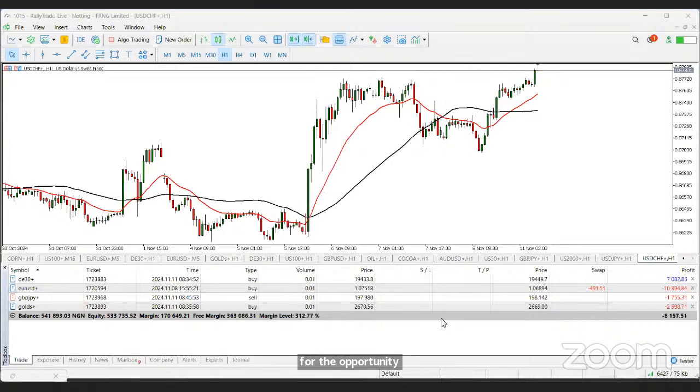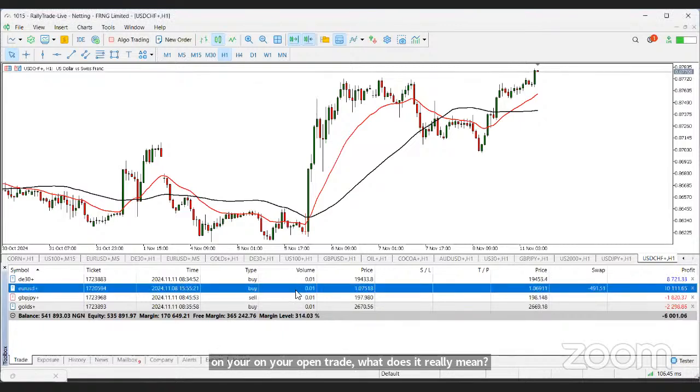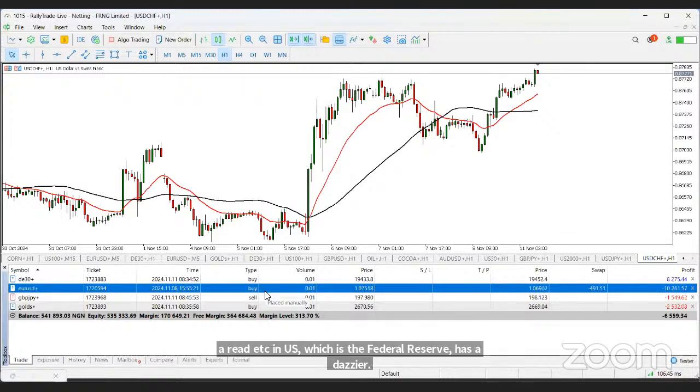The swap I see on your open trade, what does it really mean? Swap means that I opened the trade maybe on Friday or Thursday, this particular one you're looking at on EUR/USD. And of course, I was charged overnight. The idea of swap is that the central bank in Europe, the European Central Bank, has a rate. The central bank in the US, the Federal Reserve, has a rate, the Federal Reserve funds rate, and then the ECB rate. Just like you have CBN rates also.